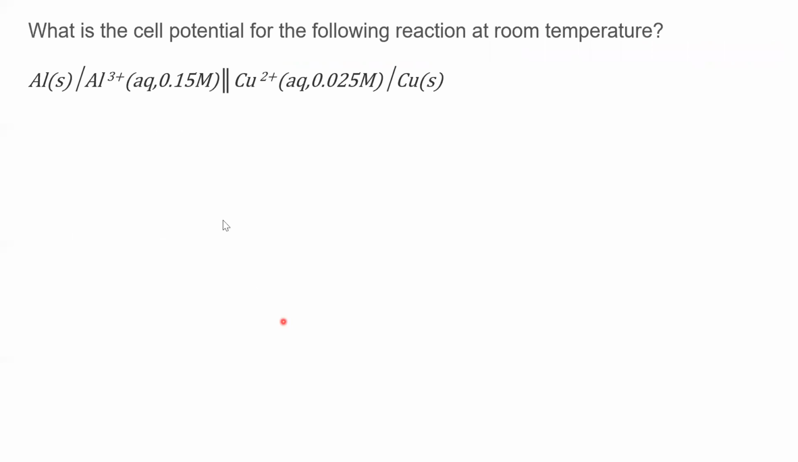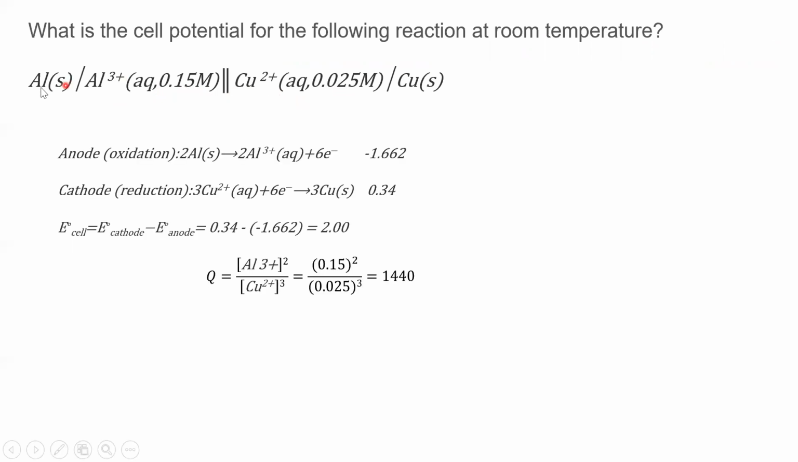So let's look at an example. This is a non-standard cell. How do we know that? Well, standard cells are 1 molar. This is only 0.15. And this is only 0.0025. So this is a non-standard cell. The aluminum is going from atoms to ions. So it's being oxidized. That would take place at the anode.